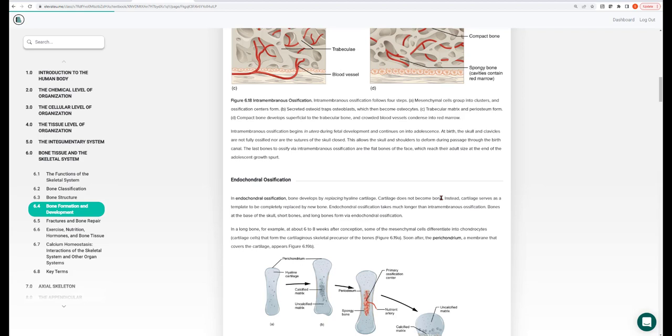If you've ever seen a fetus, if you were to shine a flashlight through a fetus, you can see right through it. The bones, again, are not yet bone. They are still cartilage. Hyaline cartilage is very glassy or clear in its appearance.